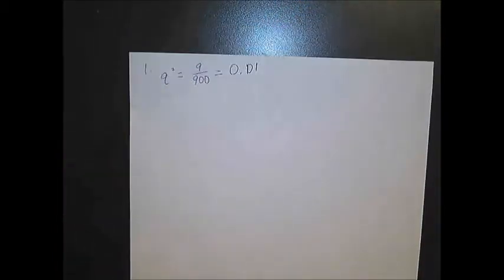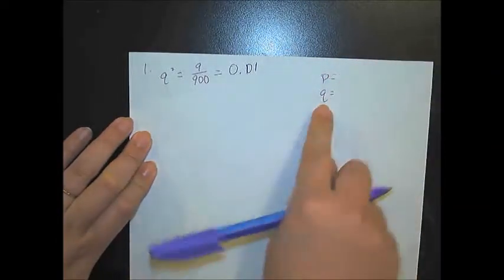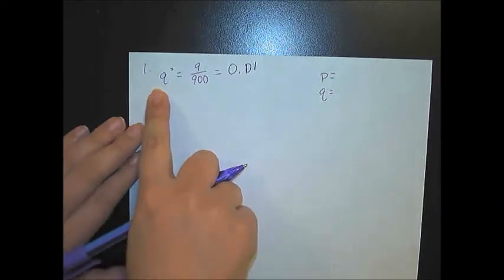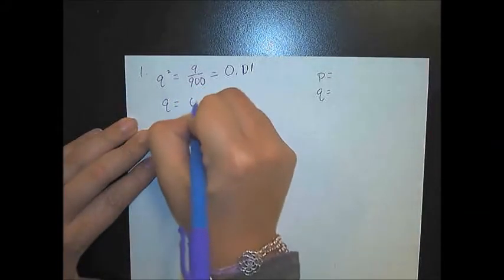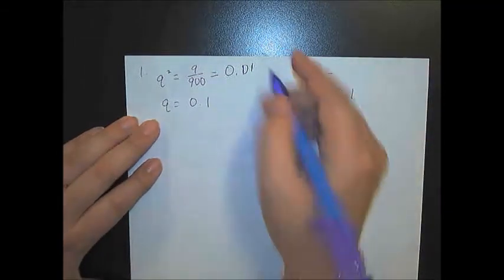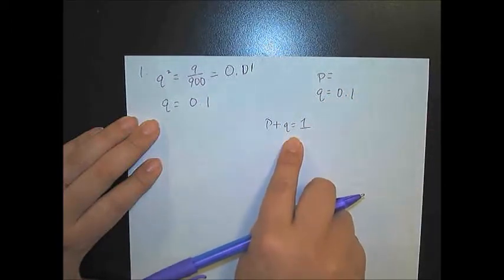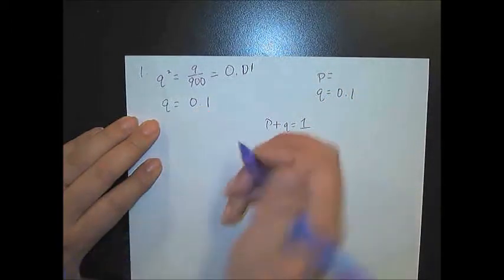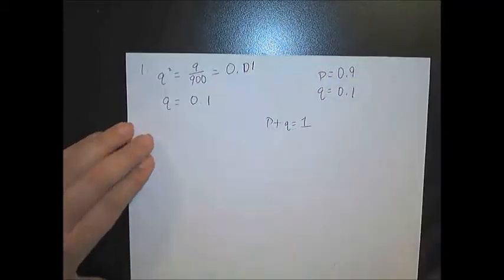Now, from this information, it's asking us to calculate the allele frequencies, so they're just asking us to solve for p and for q. Now q is easy because we've already got our q squared set up. To solve for q, we would just take the square root of our q squared. So q is equal to 0.1. And if we know q, we can plug it into the equation p plus q is equal to 1, and subtract this from 1 to solve for p. So p is going to be equal to 0.9.